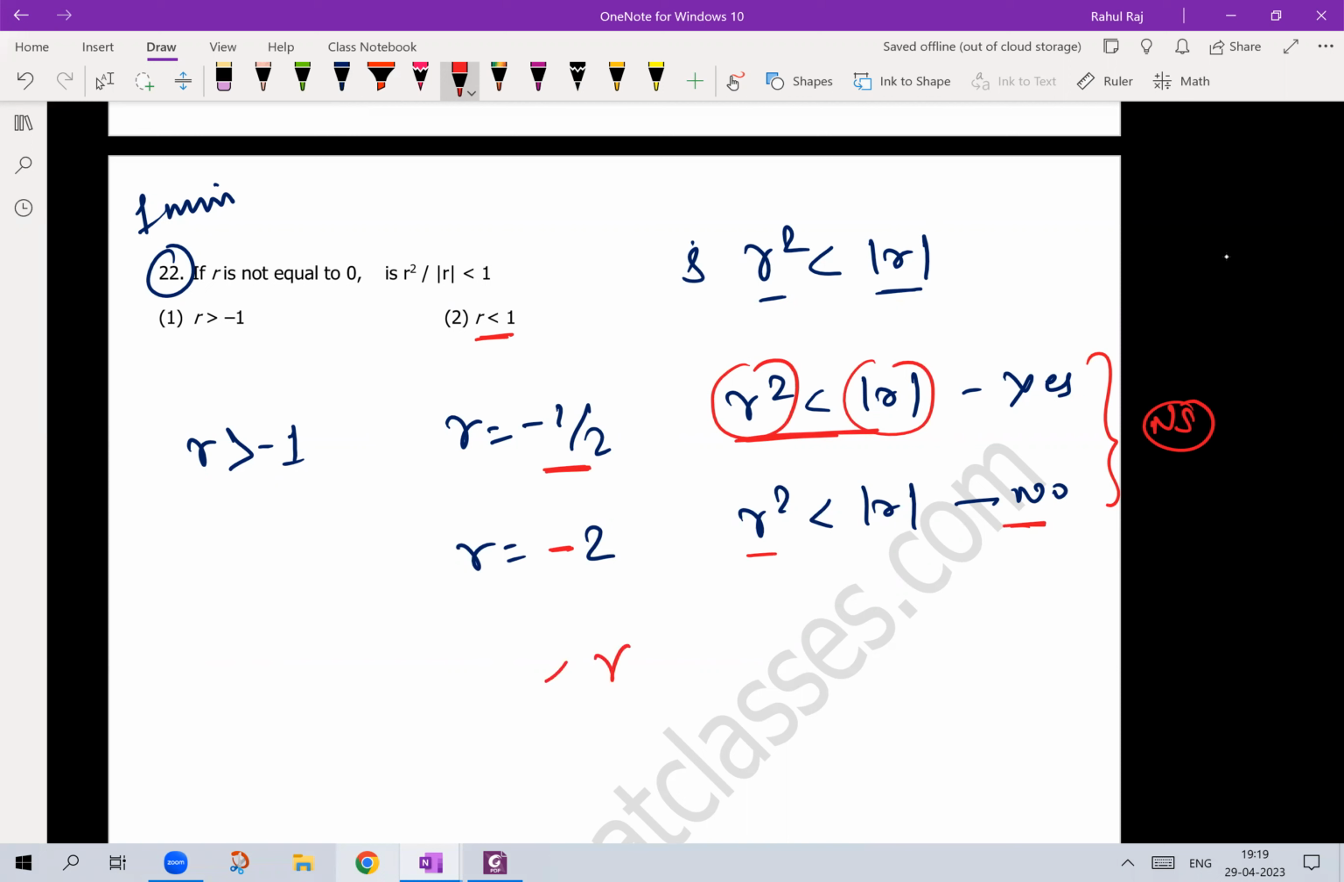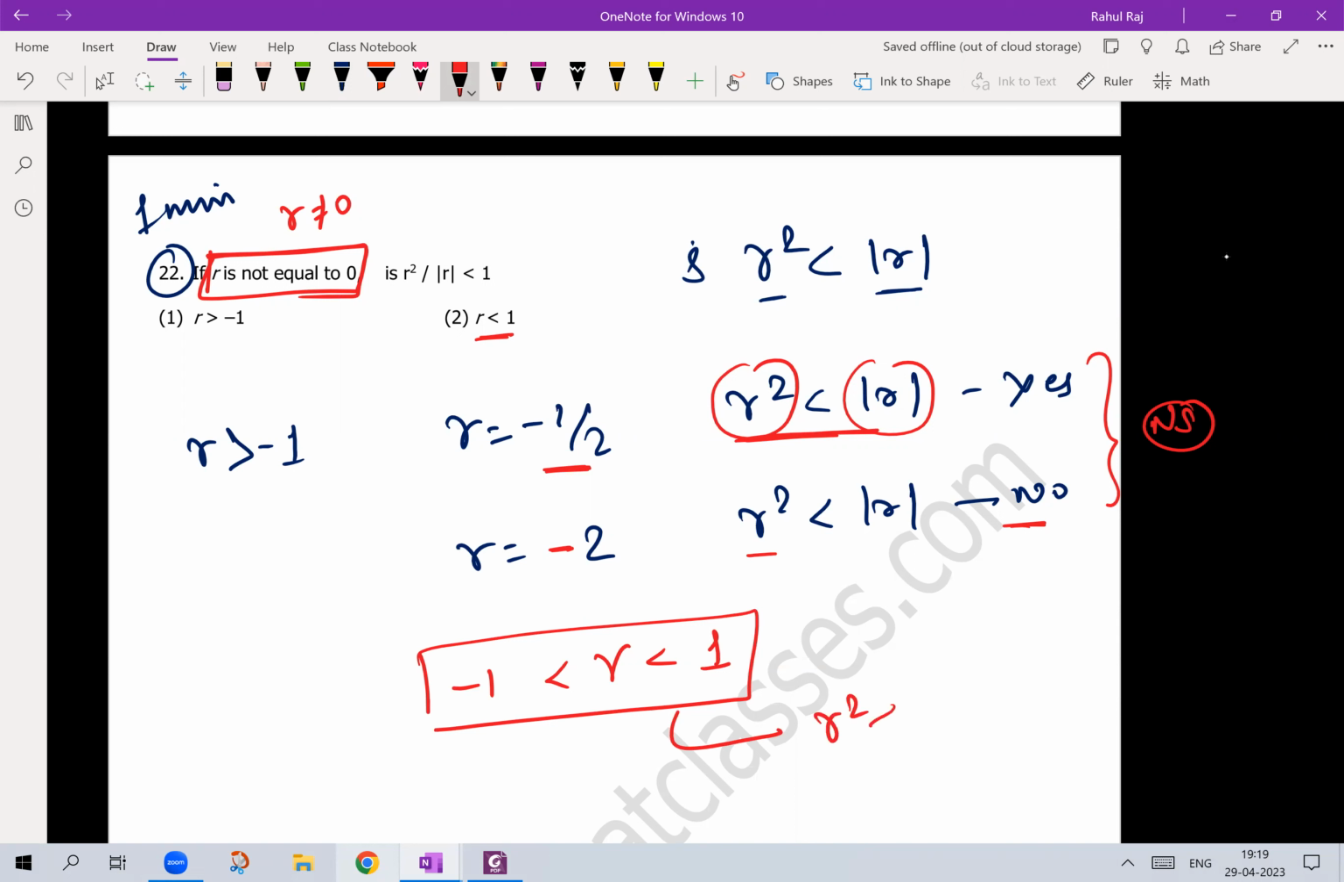When you combine, what happened? R lies between negative 1 and 1. They have subtly mentioned over here that R is not equal to 0, so you can't take R equal to 0. You take any number between negative 1 and 1, except 0, and R square is less than mod R. Correct. Question number 23, please.